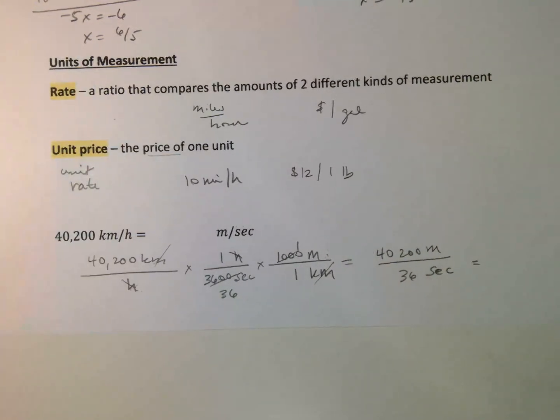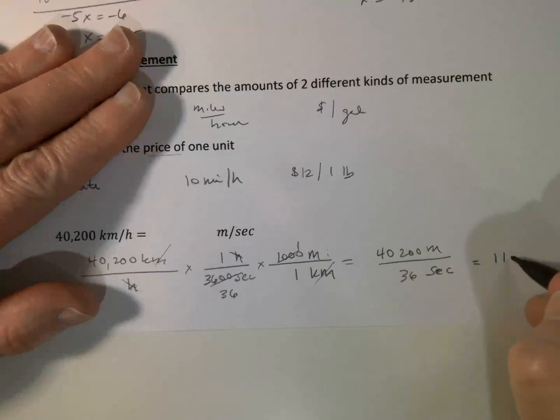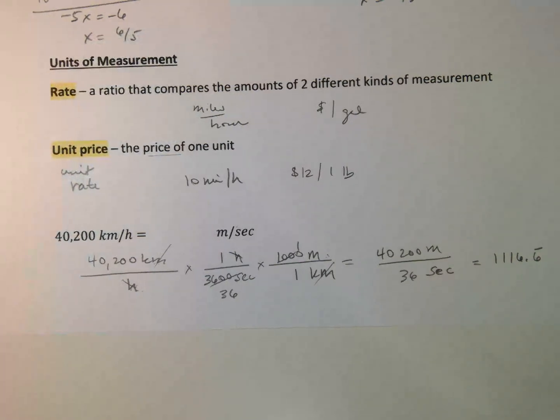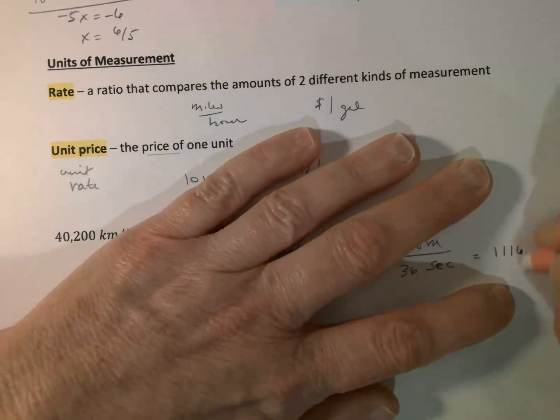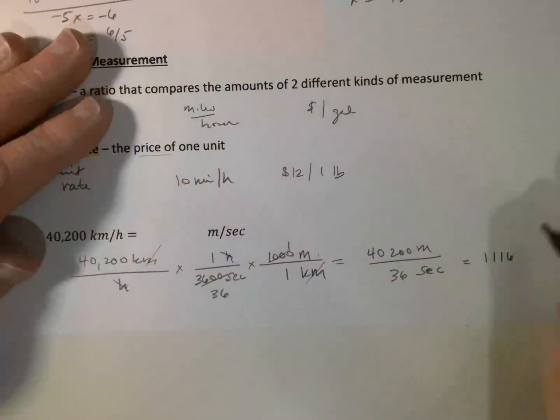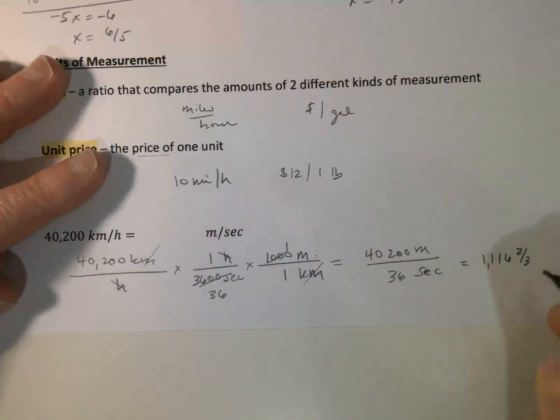And I can simplify that. So 40,200 divided by 36 is a lovely number, 1,116.6 repeating. And we're going to change that to 2/3 because we want to. So 1,116 and 2/3 meters per second.